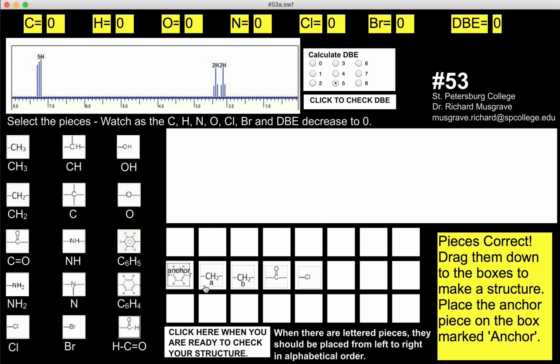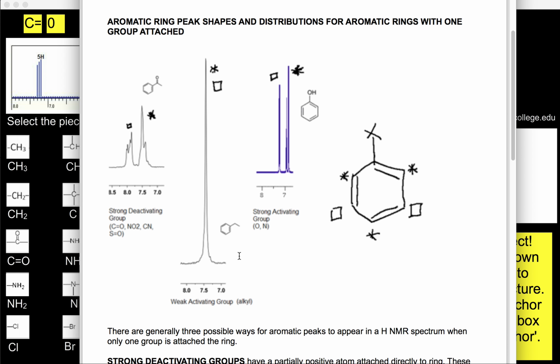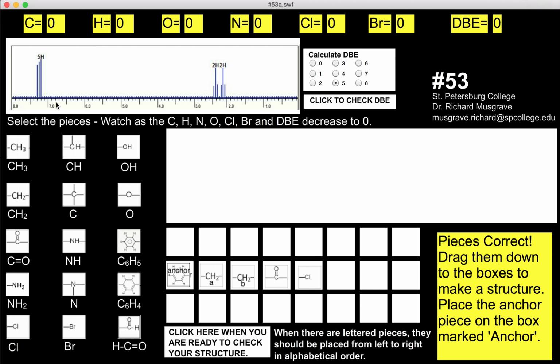Now this is the one I would be betting on, and the reason is, if we look at the way that certain groups interact with aromatic rings, we can see that a C double bond O attached to the aromatic ring will split it into 2 peaks, and those 2 peaks will be centered at around 7.5 ppm. An alkyl group attached to the aromatic ring, on the other hand, will usually result in a single grouping of peaks between 7 and 7.5 ppm.